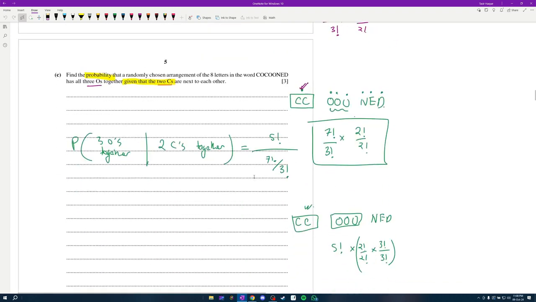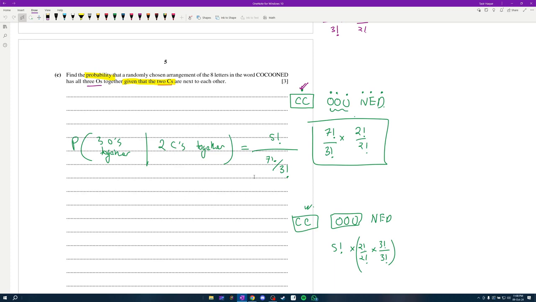Next, find the probability that a randomly chosen arrangement has all three O's together given that the two C's are next to each other. Oh, so this is conditional probability. So here the condition is that the two C's are next to each other. Okay, so let's find that out first.